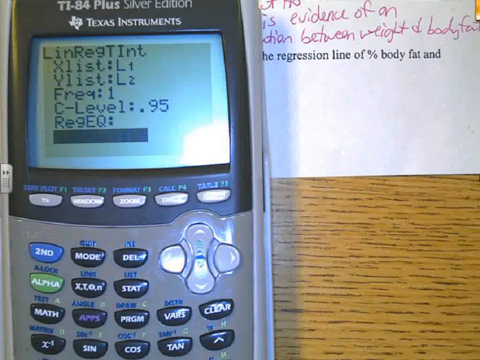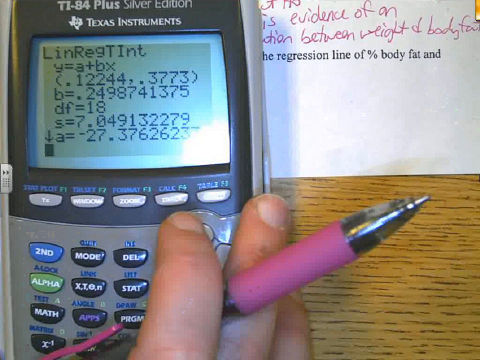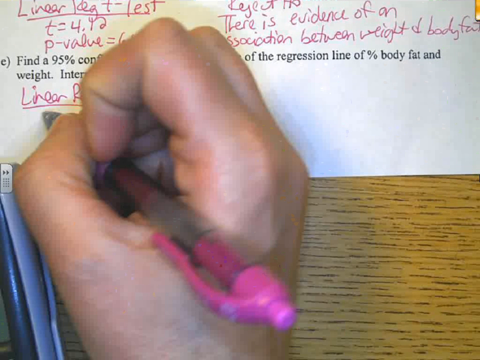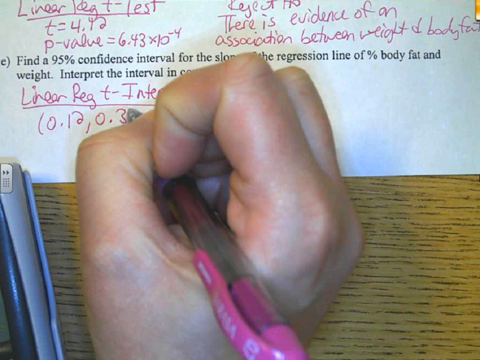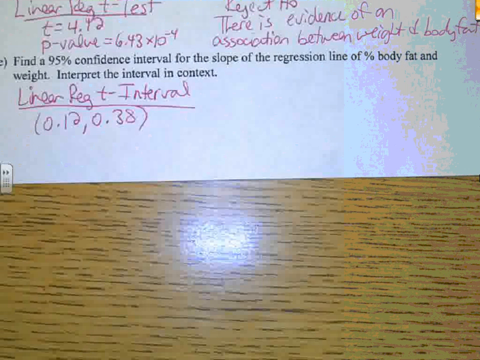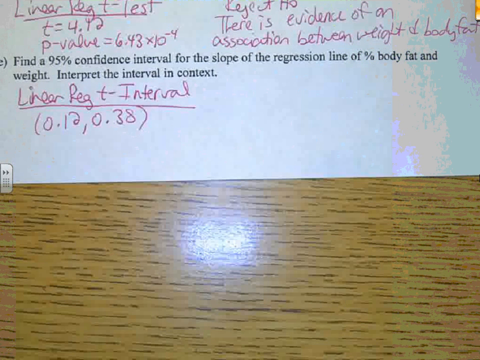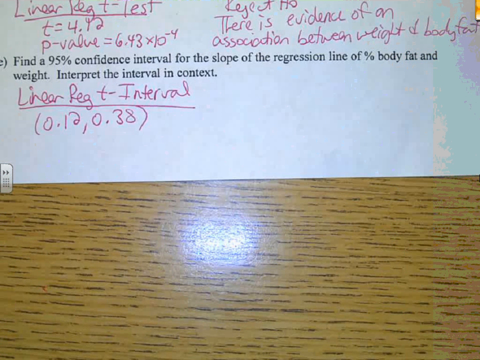Everything's like the test. L1, L2, 95%. You calculate, and there it is. It's kind of slow. All we have left to do is interpret that, and we're done. So what are we estimating? An interval is always an estimate of something. The slope of the line between these two variables.